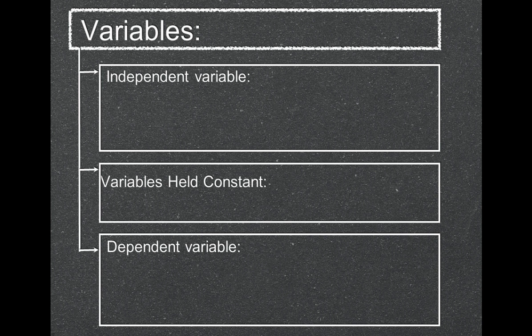Did you learn about variables at all? What do you call the variable in the experiment you change? Did you call it a manipulated variable? All right, so this is new. In an experiment, first, variables are factors, things about your experiment that you could change or alter. And the independent variable is the thing you're testing. It's the thing you're changing.